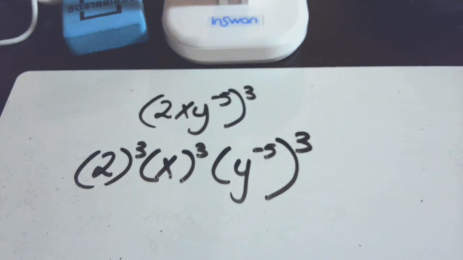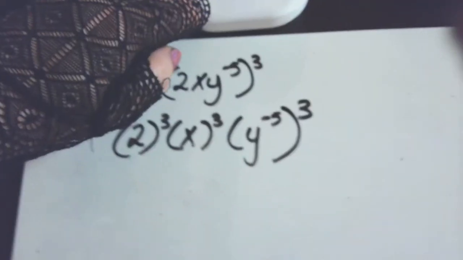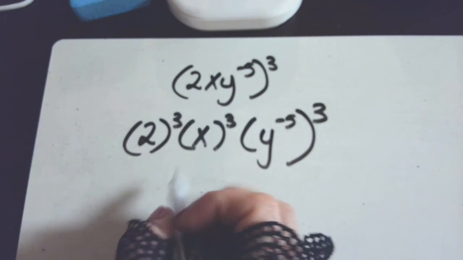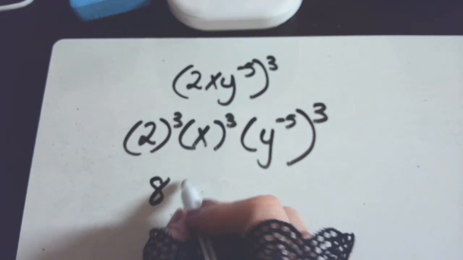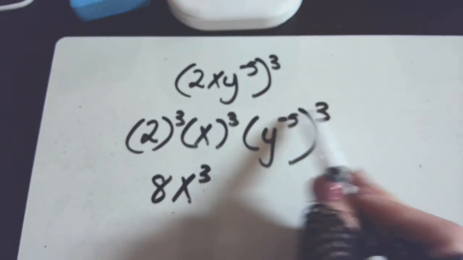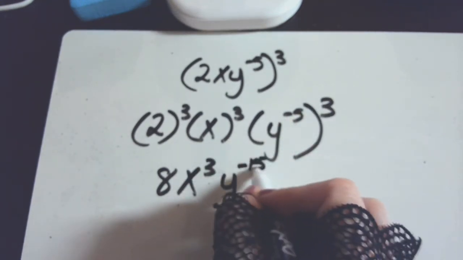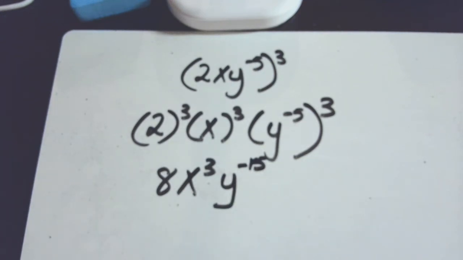So I'm showing you all the steps right now because I know you're still learning, and sometimes it helps to see every little thing until you have it solidified in your mind. 2 to the third power is 2 times 2 times 2, that's 8. This is just x to the third, and here we have to multiply negative 5 times 3, so y to the negative 15. And it says simplify the expression, so it's an expression, it's not an equation. An equation has equal signs. Using only positive exponents is normally what you have to do when you simplify. They don't like those negative exponents.